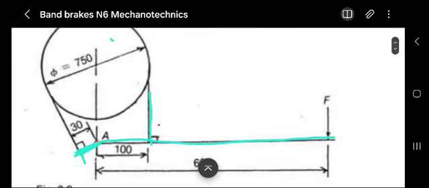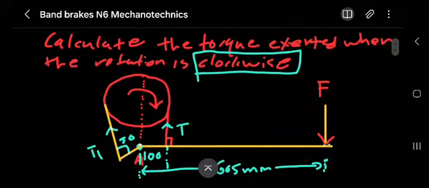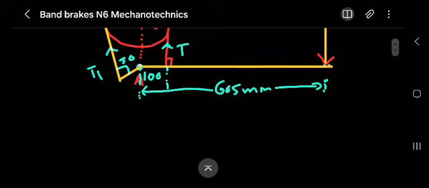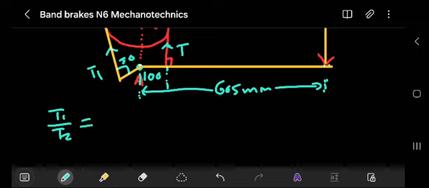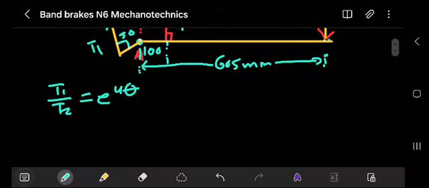This is what we have there. Done right. So the way we start is by calculating the ratio T1 and T2. We know that T1 over T2 is equal to e to the power of the coefficient of friction multiplied by the contact angle. All right, isn't it?